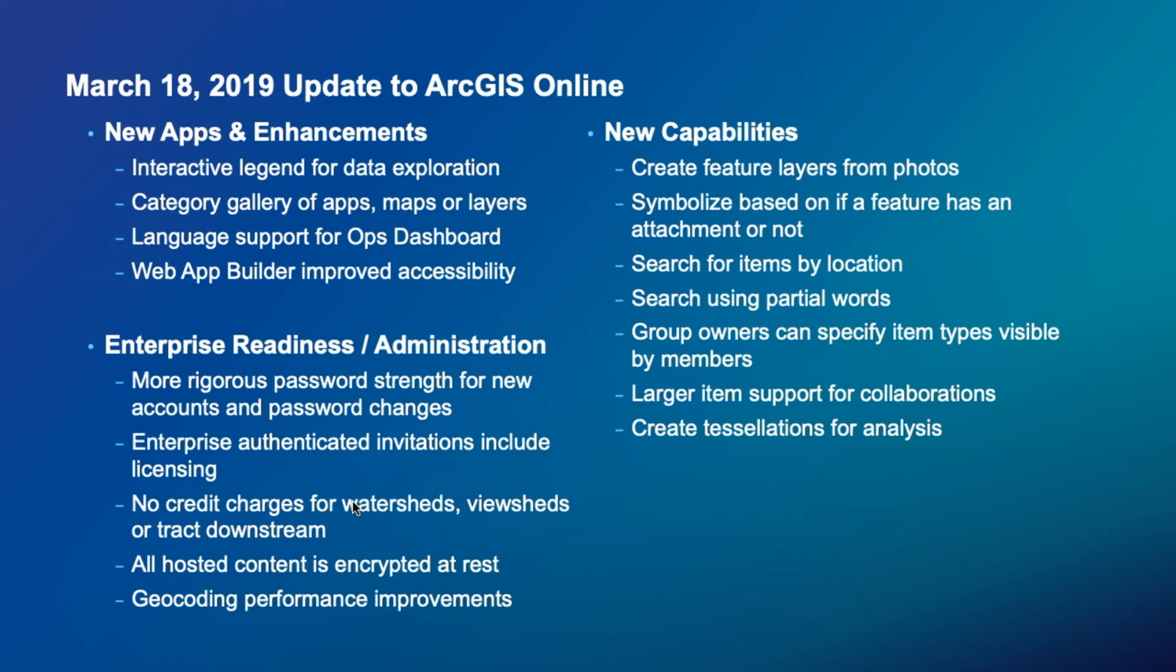Now, new capabilities. There is a really cool new feature to be able to take a zip file of photos that have the lat long built into the metadata of the photo. Something you would take with your phone, for example. You can automatically bring those in, create a feature service, and the photo comes along as an attachment. You'd be able to symbolize a feature, whether it has an attachment or not.